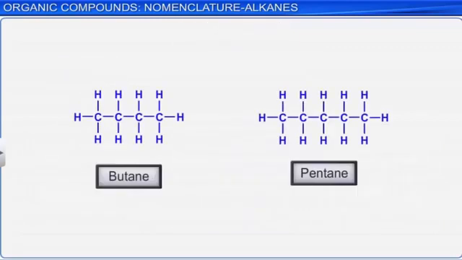Now let us see how in the trivial system, the various straight chain and branched chain alkanes, such as butane and pentane, are differentiated.